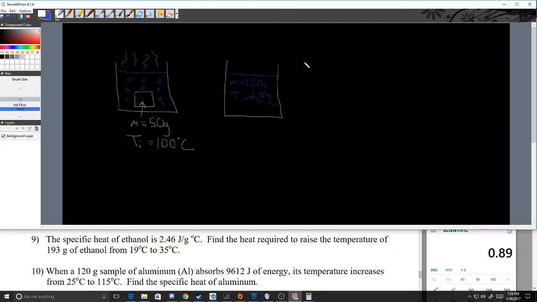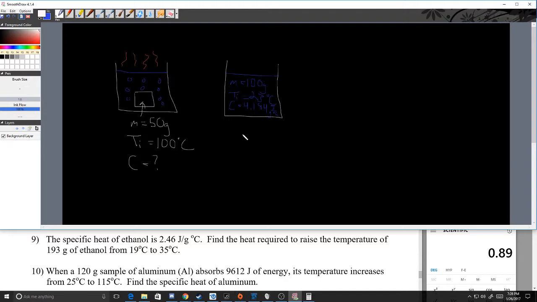We know water has a specific heat of 4.184 joules per gram, we're going to pretend that's per degrees Celsius. The specific heat of our unknown block of metal here, we don't know.